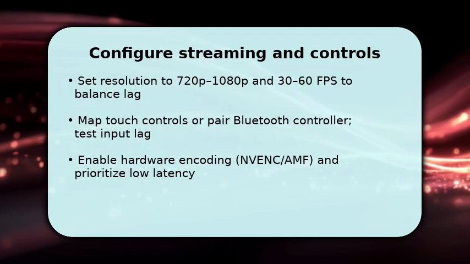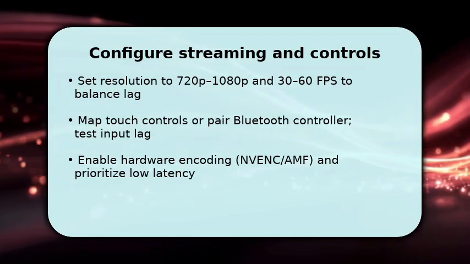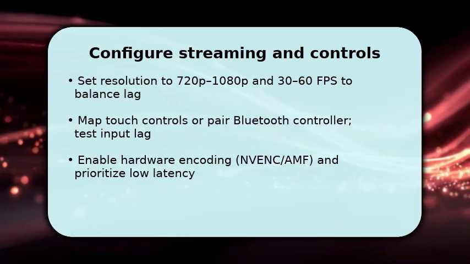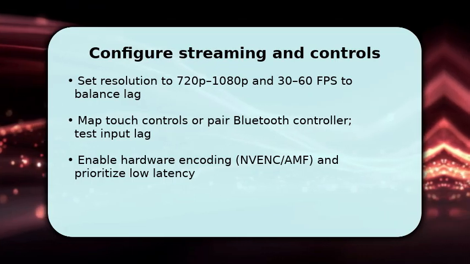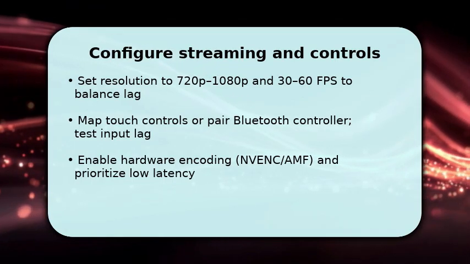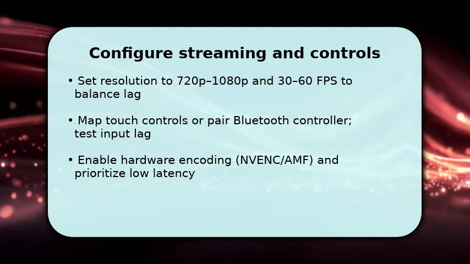Once connected, configure the stream for performance. Lower resolution to 720p or 1080p and choose 30 to 60 FPS depending on your network. You do this because higher settings increase bandwidth and drop frames.